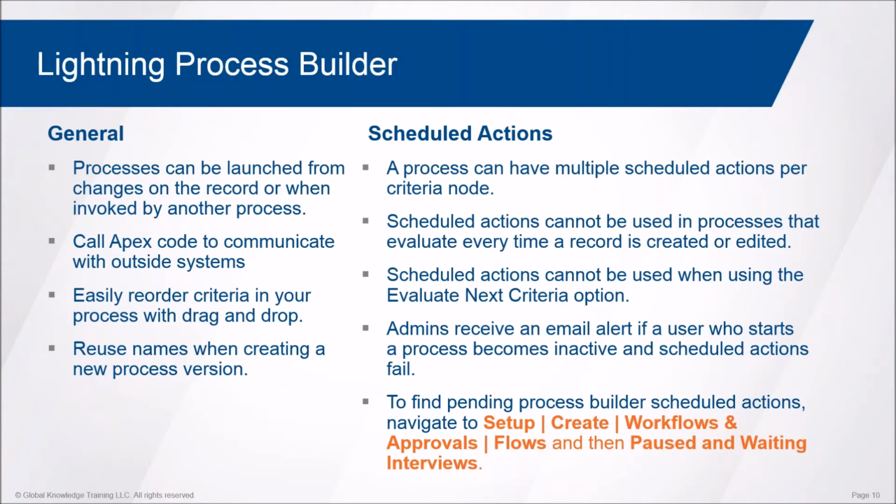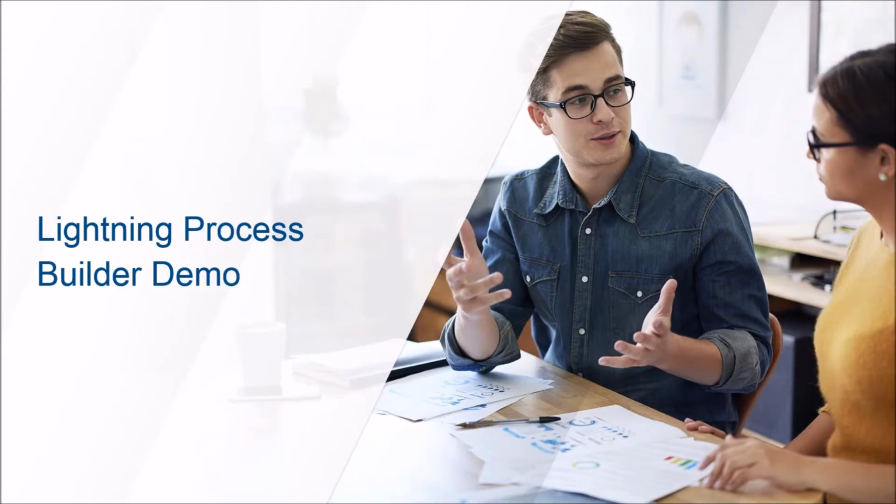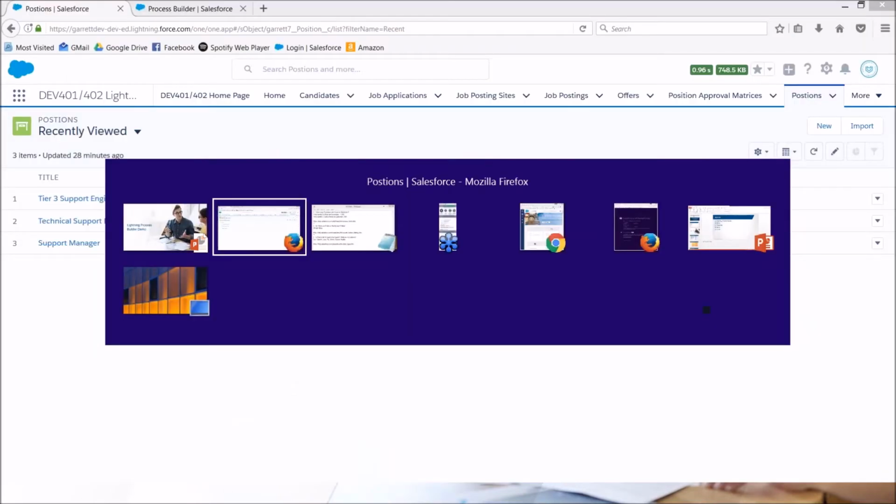You can also find those pending process actions in the setup tree under that orange path right there: setup, create, workflow and approvals, flows, and then paused and waiting interviews. So as I mentioned a second ago, flows and the Lightning Process Builder really do intertwine. If you want to see all those scheduled actions, that's where you'll go to see those in the setup tree. So let's do a quick demo of what the Lightning Process Builder is capable of.